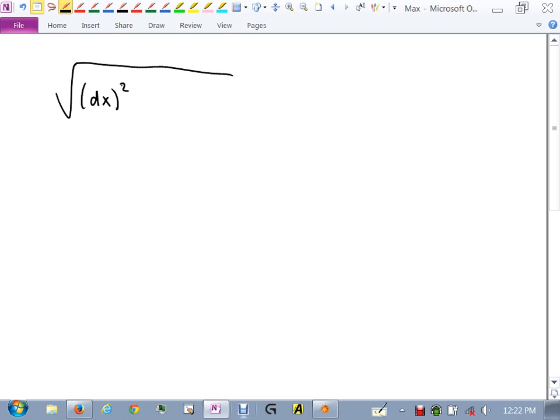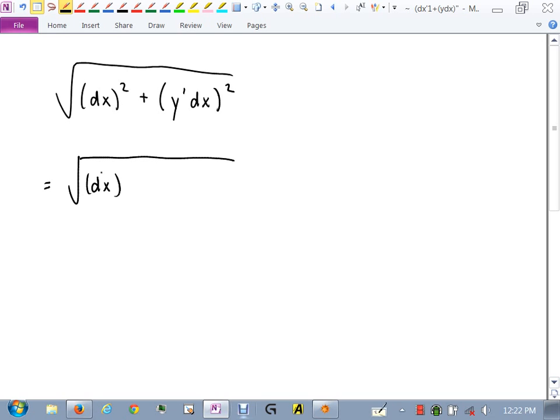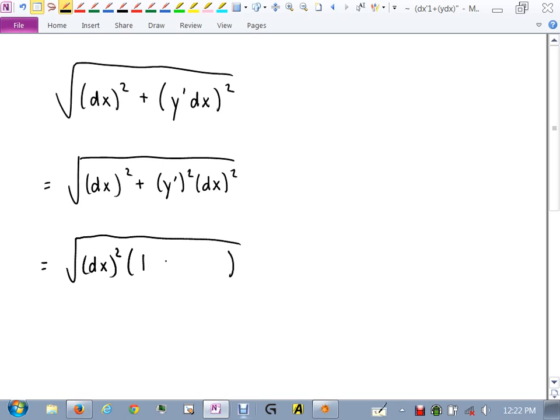What did we say dy was just a second ago? Y prime dx. So that's the same as what we just got, but that's the same as this. And since these both have dx squareds in them, I can factor out a dx squared, which would leave me with what here? 1 plus y prime squared.